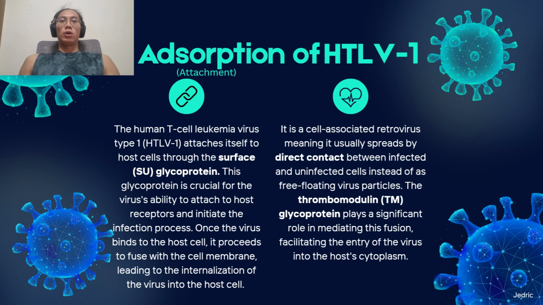First, adsorption, also known as attachment, is the stage where HTLV1 attaches to the host cell. The virus does this through its surface glycoprotein, which helps it bind the receptors on the host cell. This attachment is important because it is the first step needed for infection to begin. HTLV1 is also described as a cell-associated retrovirus, meaning it usually spreads through direct contact between infected and uninfected cells, rather than mainly floating freely as virus particles.